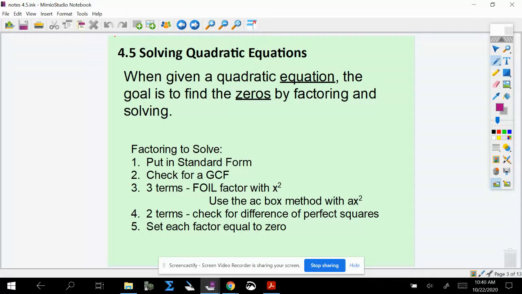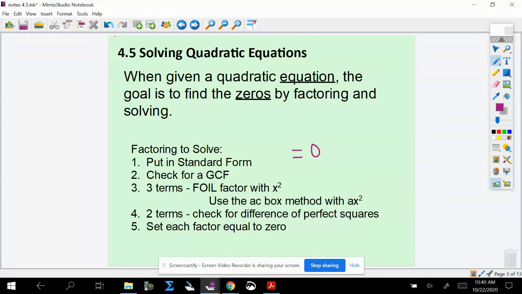So we have some steps down below that we'll go through. First thing you want to do is make sure it's in standard form. Standard form means everything has to be on one side with 0 on the other. So you want to make sure it's in ax squared plus bx plus c equals 0. You may have to do some shuffling of your terms. Second step is to see if there's anything I can take out. If it has a GCF, if I can take out a 5 or if I can take out an x, you want to take out anything they have in common before you really get going with your factoring.